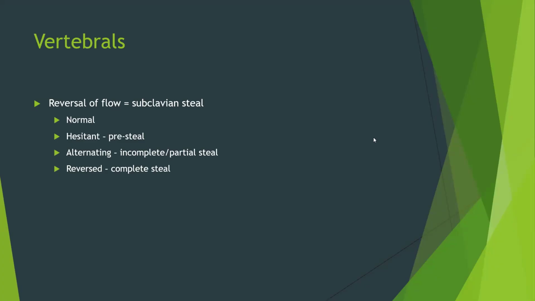And then we have our alternating, or our to-and-fro flow, bidirectional flow. Leo was talking about our bidirectional flow earlier. And then we have our reversed flow. So it's completely reversed and it's a complete steal at this point, okay?